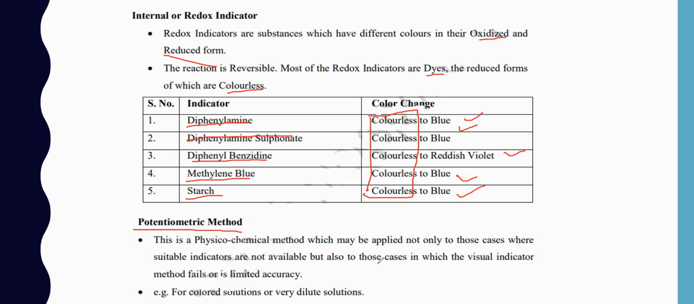So when these chemical dyes or indicators are not giving accurate results, or they are not available, or they cannot be applied in that reaction, we can use the potentiometric method to detect the endpoint. It is a physicochemical method because we are using some instrument to detect the endpoint. For colored solutions or very dilute solutions, we can use this potentiometric method for endpoint detection in the redox reaction.